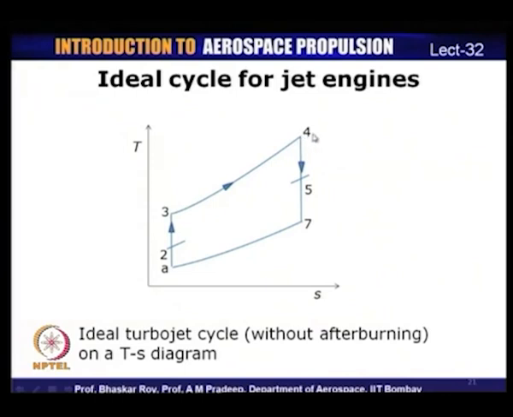4 is the turbine entry or turbine inlet. 4 to 5 is expansion in the turbine. 5 to 7 is expansion in the nozzle. And so, you can see process 4 to 7 is isentropic, and so is process A to 3. So, we have isentropic processes here, and constant pressure heat addition that is taking place between 3 and 4. So, this is an ideal cycle or ideal turbojet cycle without any afterburning. So, later on we shall also see an ideal cycle for a turbojet with afterburning.